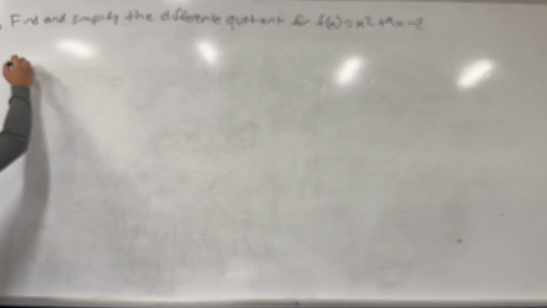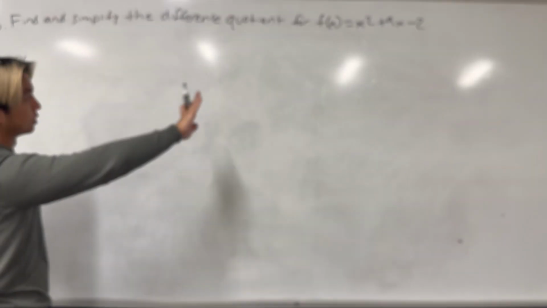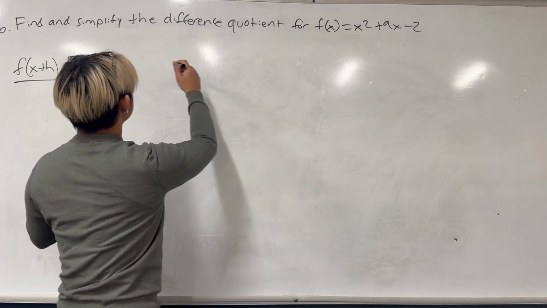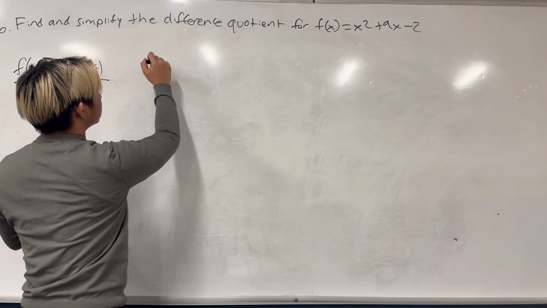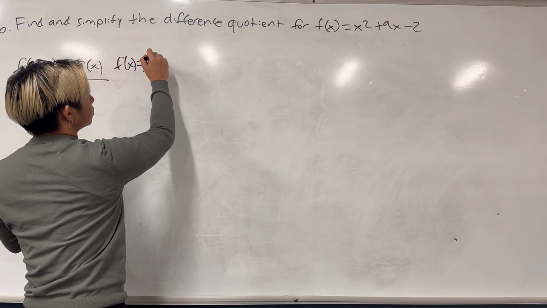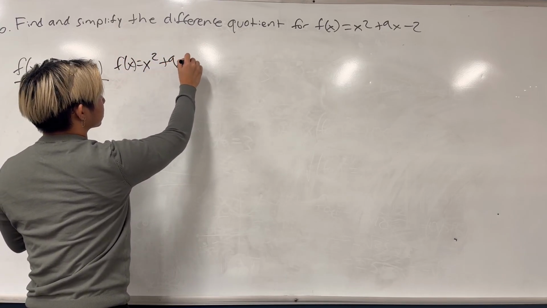Well, the reminder, right? It could either say simplify the difference quotient, or it could say find f of x plus h. The whole formula for the difference quotient is f of x plus h minus f of x, all over h. So let's take this formula and just plug it in. Our f of x is f of x equals x squared plus 9x minus 2.